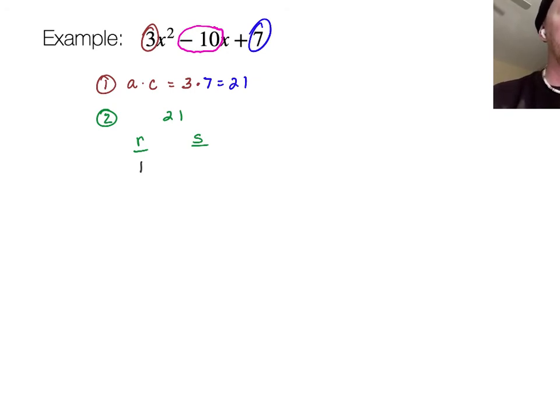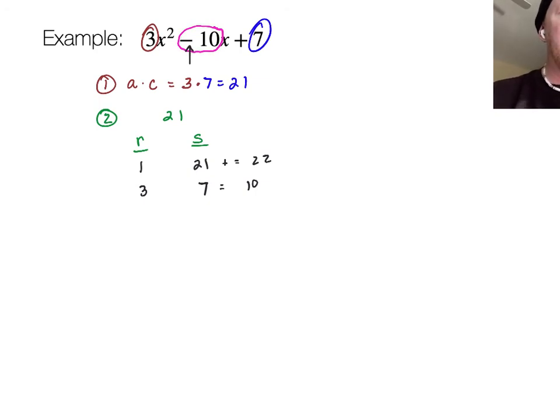It could be 1 times 21. It could be 3 times 7. That's looking pretty good. That's it. Let's check what they add up to. This one adds up to 22. And this one adds up to 10. Oh gosh, we wanted a negative 10.